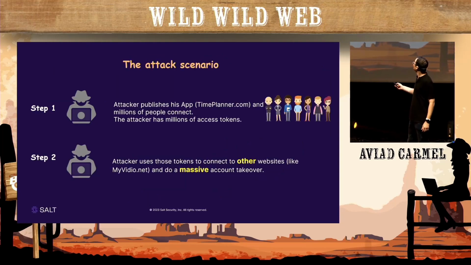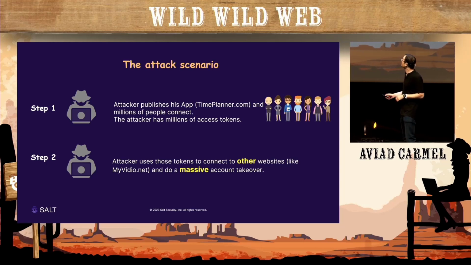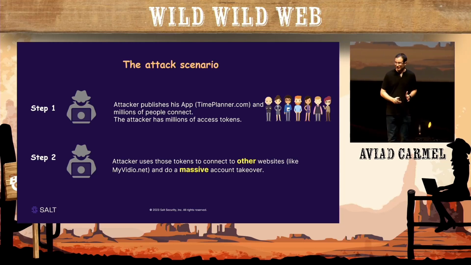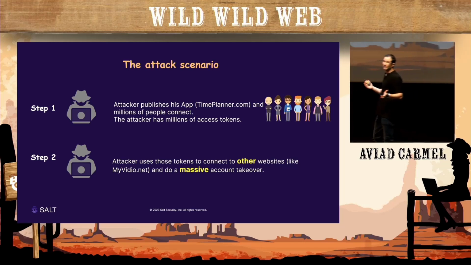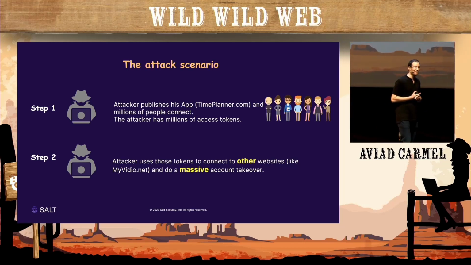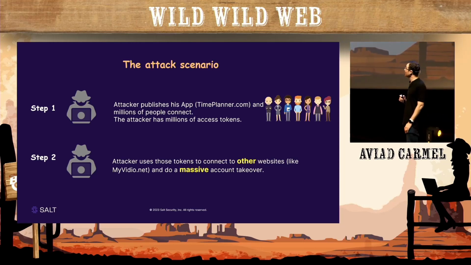So the attack scenario works like this. In step one, the attacker publishes his app, timeplanner.com, and a lot of people connect. So the attacker has millions of tokens. And in step two, the attacker uses those tokens to connect to other websites like myvideo.net and do a massive account takeover. So let's see it on real targets.